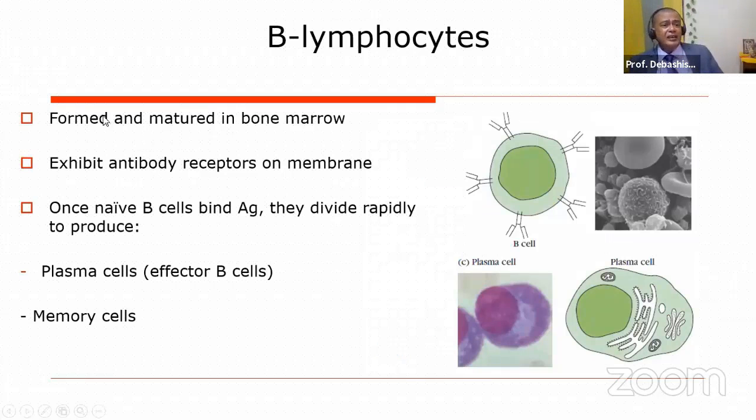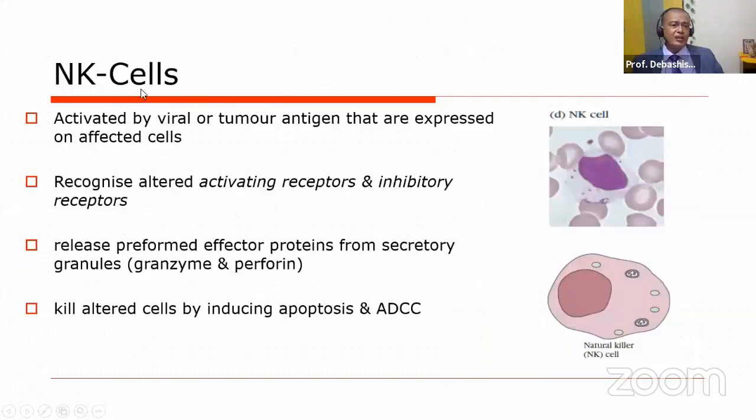On the other hand, B cells are formed and matured in bone marrow. They exhibit antibody receptor on membrane. Once naive B cells bind antigen, they divide rapidly to produce plasma cells or effector B cells or memory cells. So this is a plasma cell, this is an electron microscopic picture.